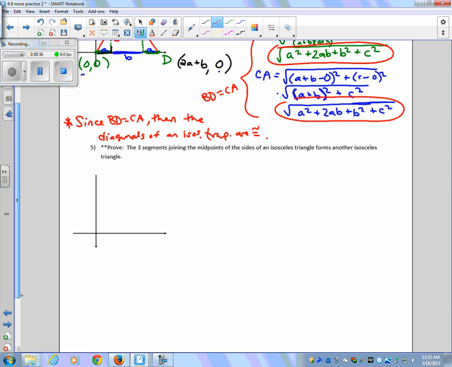Okay, let's read number 5. The segments joining the midpoints of the sides of an isosceles triangle forms another isosceles triangle. What is the first shape that we need to draw on this coordinate plane? What do we need to draw? What do we have to start with?